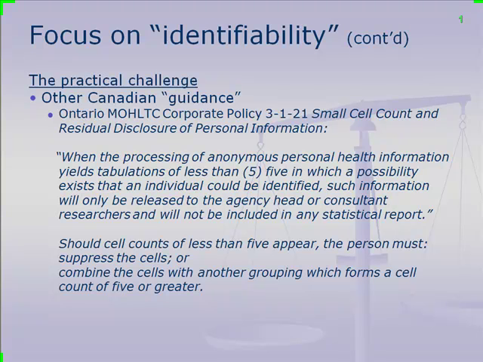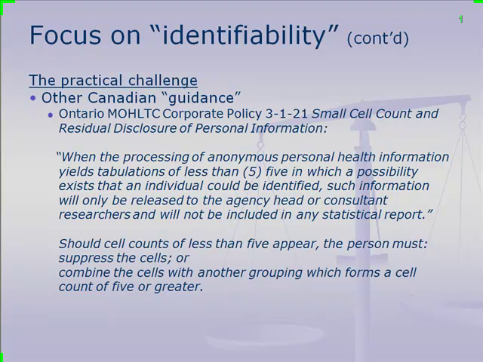It says, when the processing of anonymous personal health information yields tabulations of less than 5, in which a possibility exists that an individual could be identified, such information will only be released to the agency head or consultant researchers and will not be included in any statistical report. Then it goes on to say what you should do. Should cell counts of less than 5 appear, the person must either suppress the cells or combine them, aggregate them up with another grouping to form a cell count of 5 or greater.